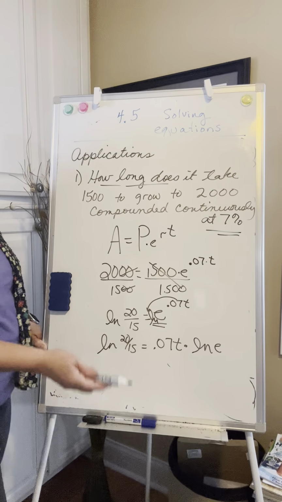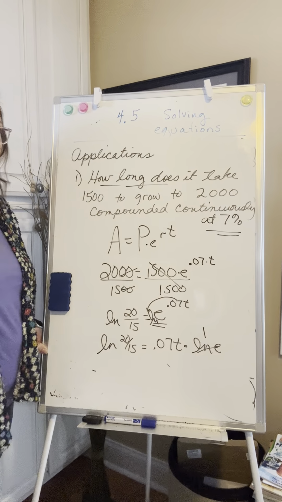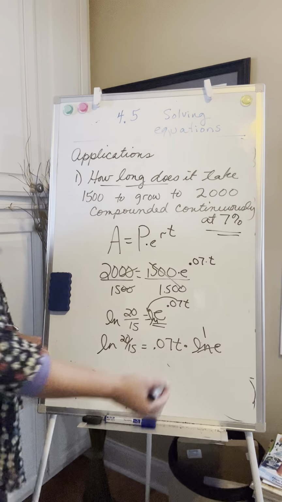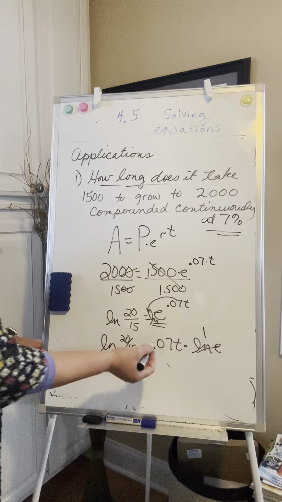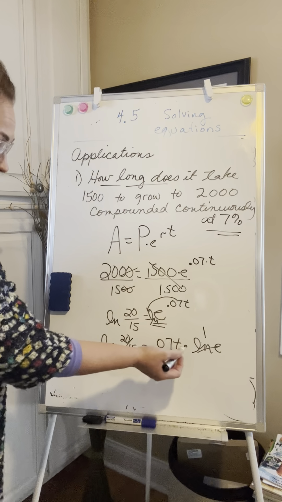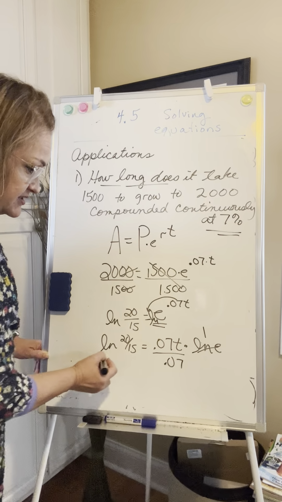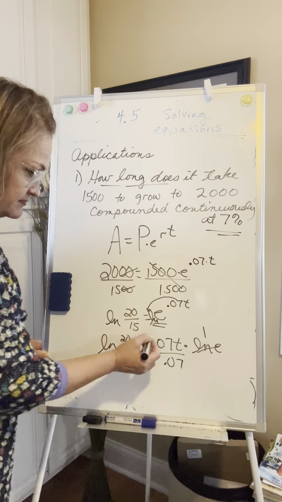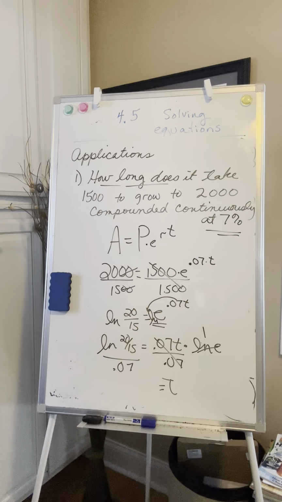Now check this out, or if you remember, ln of e on your calculator, just know it's always 1. So anything times 1 is just gone. It's really not a factor. 0.07t times 1 is just 0.07t. So then to solve, you divide out by the 0.07. And then T equals. We want to type this in our calculator, so you all check this out as well.